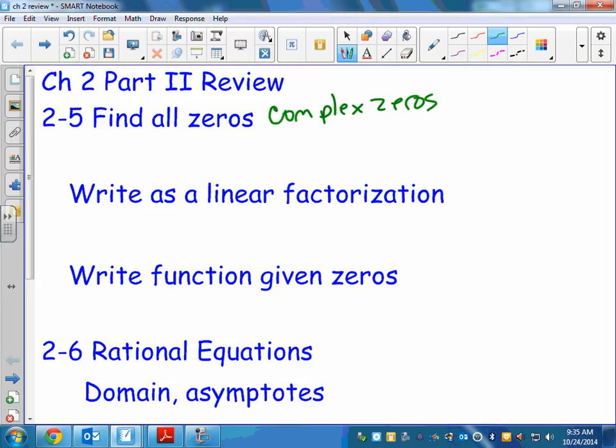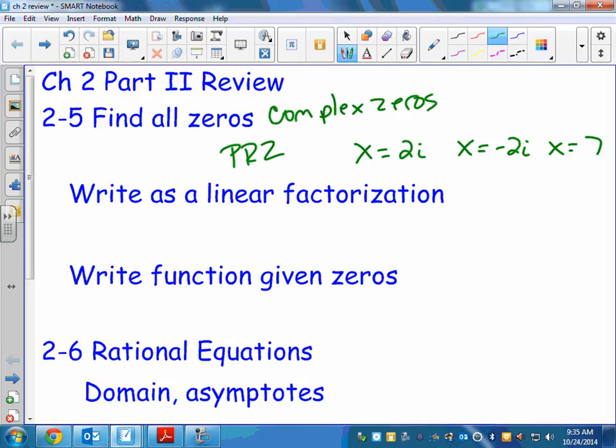You got to do the PRZ stuff, right? Remember all that fun stuff? PRZ, plug them in, find what works. That's so exciting. The other new thing that we did in section 2.5 is sometimes they say find all zeros, where you just write answers like x equals 2i, x equals negative 2i, x equals 7, right?